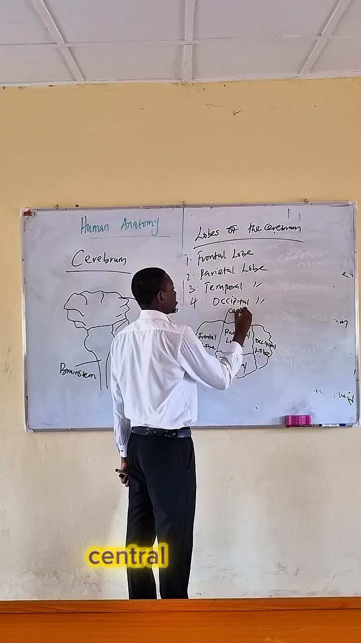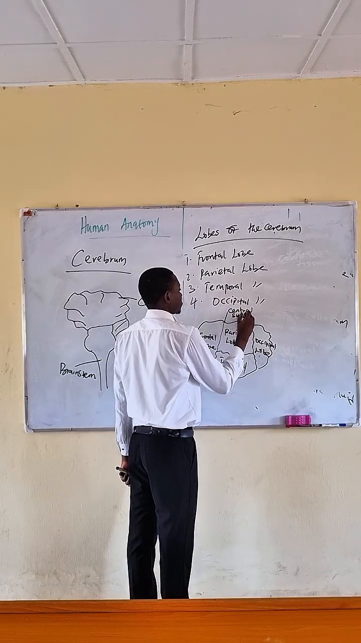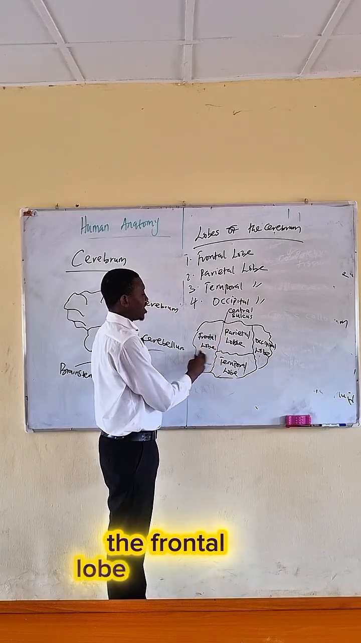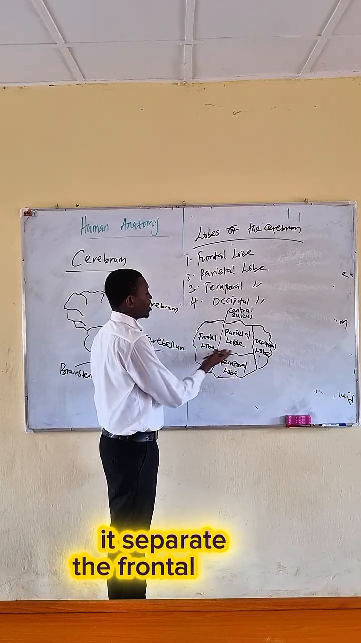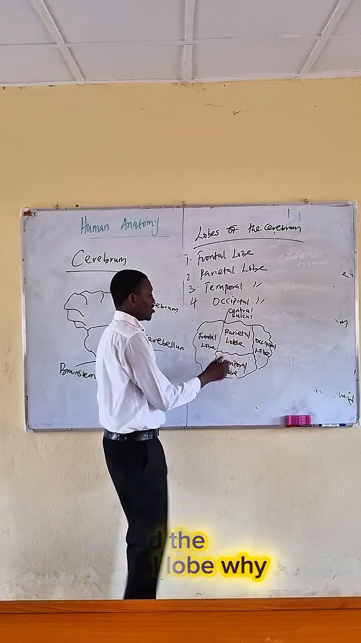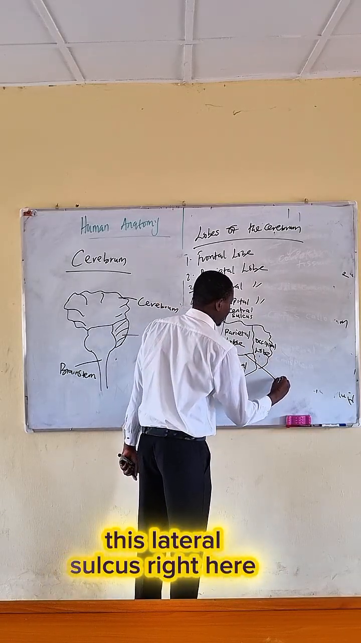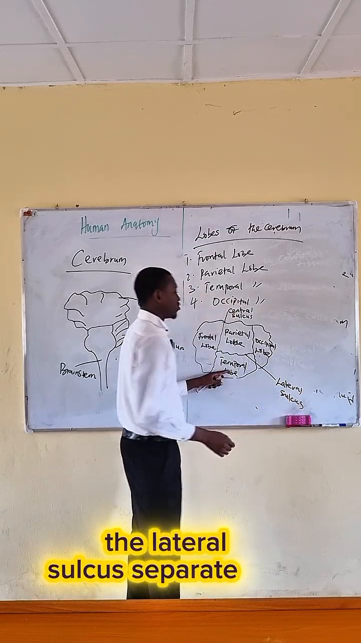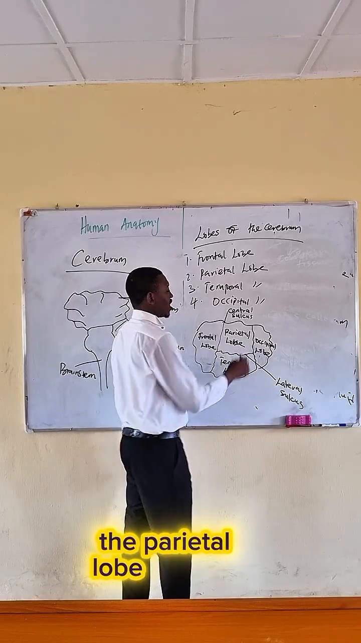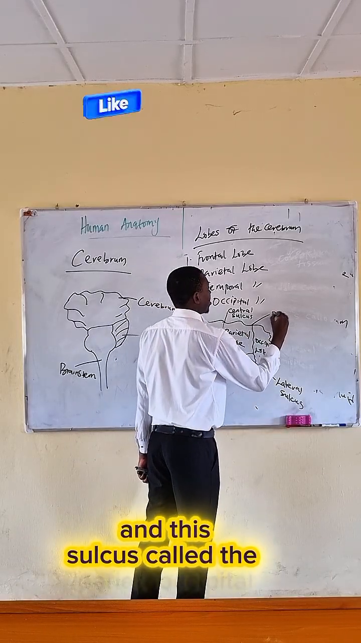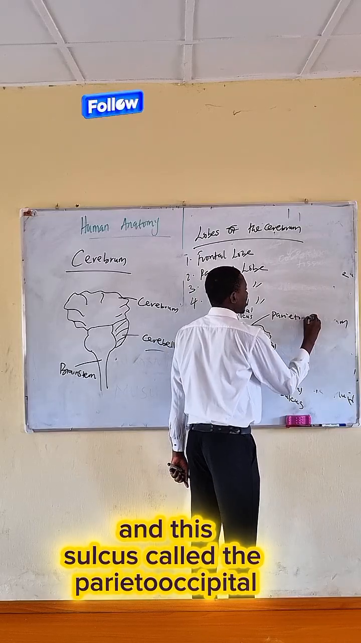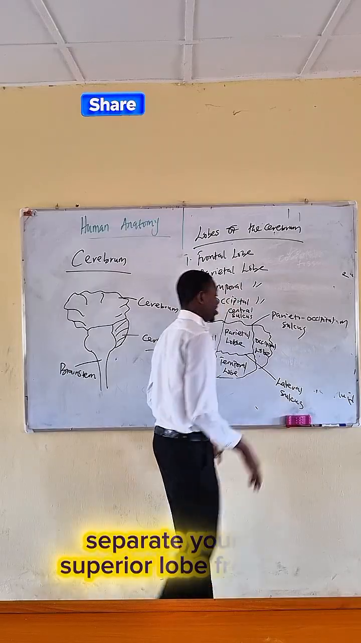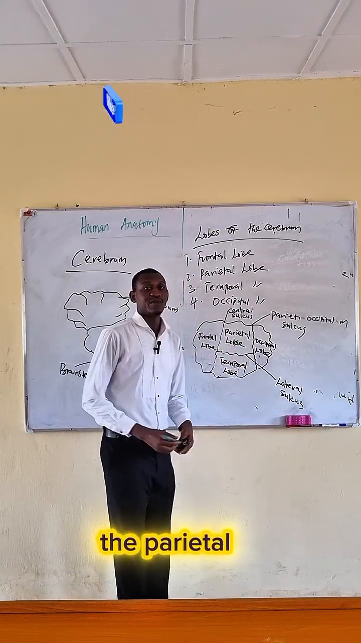This sulcus is called the central sulcus. It's a boundary of the lobes. The central sulcus separates the frontal lobe from the parietal lobe. While this lateral sulcus right here separates the temporal lobe from the parietal lobe. And this sulcus, called the parieto-occipital sulcus, separates the occipital lobe from the parietal and the temporal lobe.